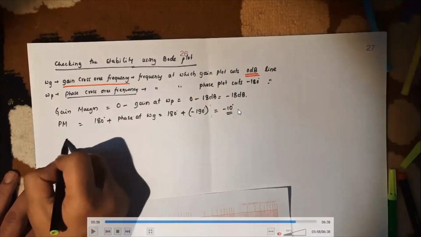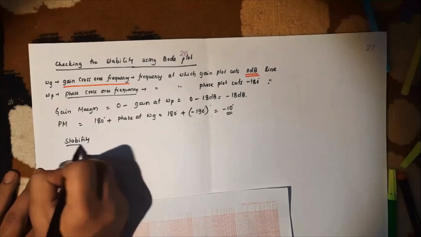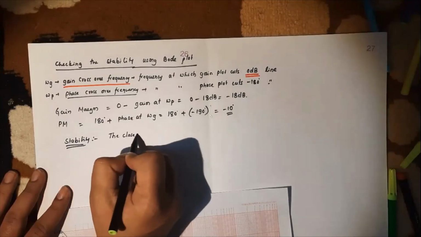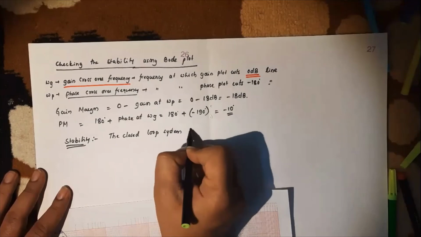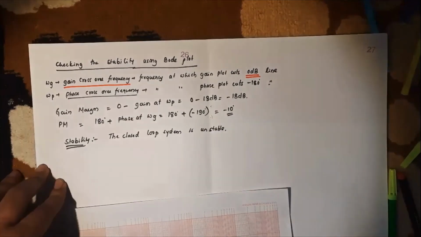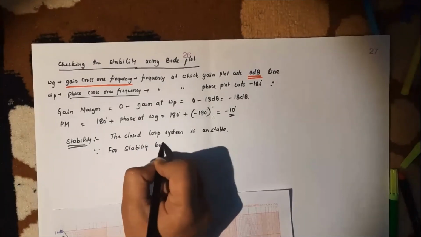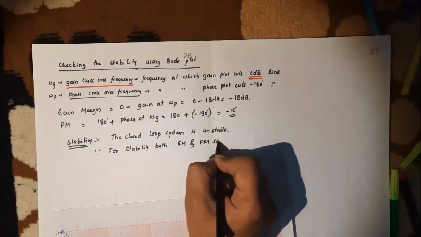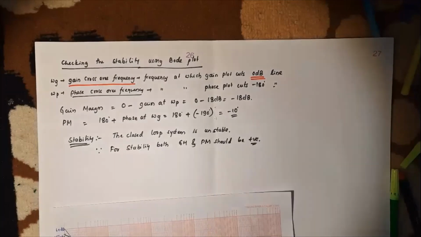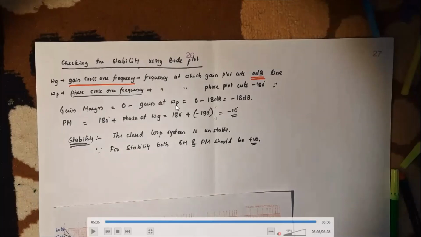Okay, so the conclusion is for stability. What is the conclusion? In the present example, the closed loop system is unstable because for stability, both gain margin and phase margin should be positive. That's it. So that is the conclusion of Bode plot. It's a very simple diagram. You may end up in confusion only at these two parameters, but remember this simple formula.